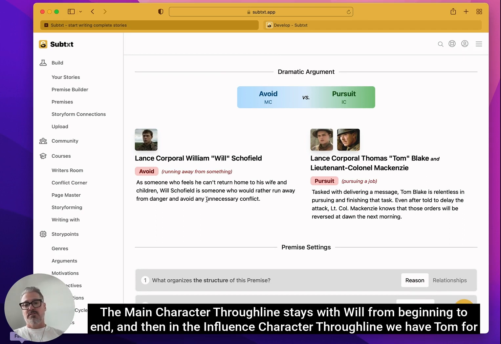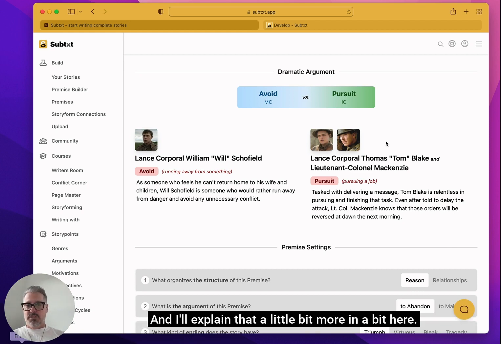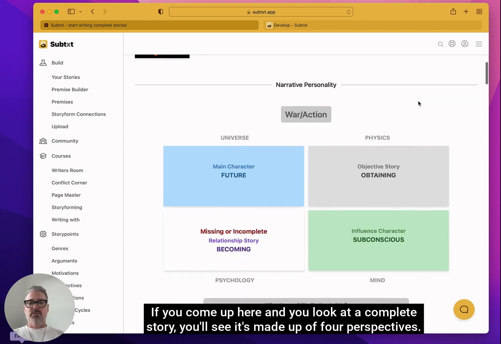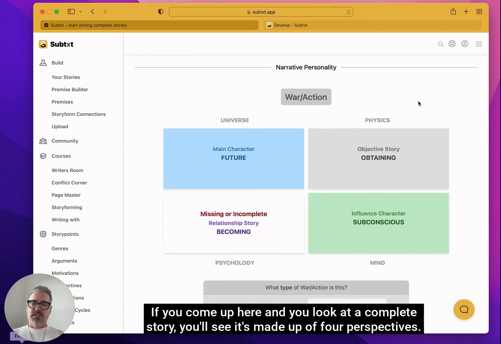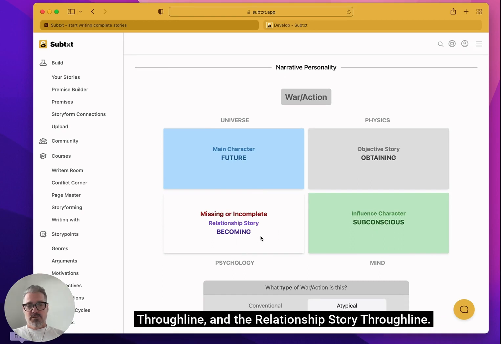The main character through line stays with Will from beginning to end. And then in the influence character through line, we have Tom for the first half. At the end, Mackenzie comes in to take over. I'll explain that a little bit more in a bit here. If you come up here and you look at a complete story, you'll see it's made up of four perspectives: the objective story through line, the main character through line, the influence character through line, and the relationship story through line.